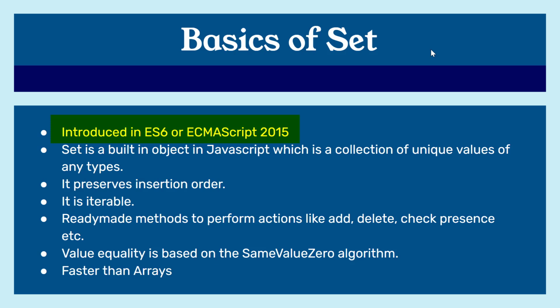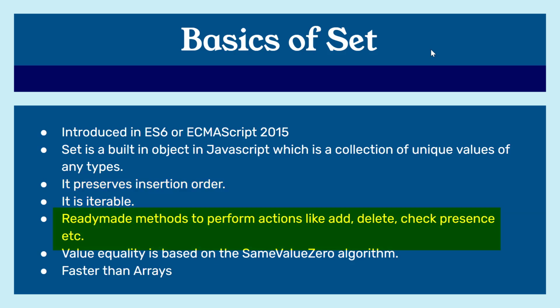Like map, set is also introduced in ES6 or ECMAScript 2015. If you want a collection in which you can store only unique values, then we can use set. And the advantage here is that we can store values of any type in the set. Just to summarize, set is a built-in object in JavaScript which can be used as a collection to store unique values of any type. It preserves the insertion order. That means we can iterate elements of set in the same order it was inserted or added. Set is iterable. That means we can easily iterate the elements of a set collection in JavaScript.